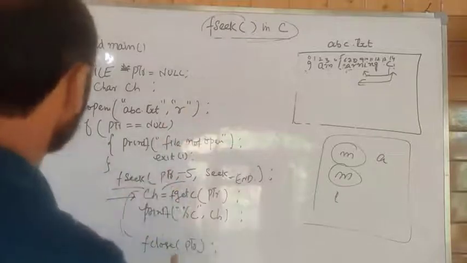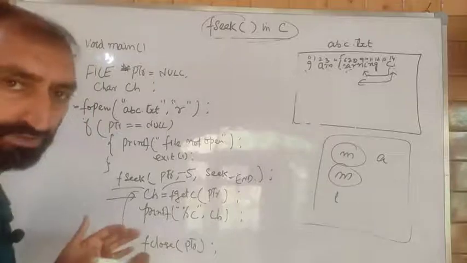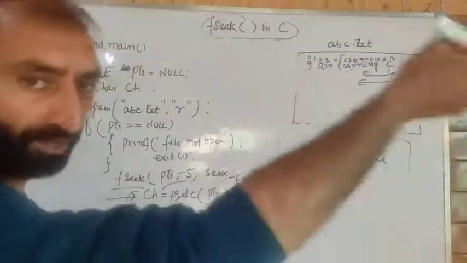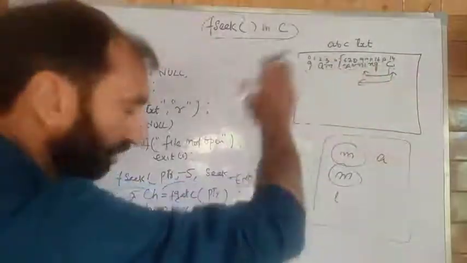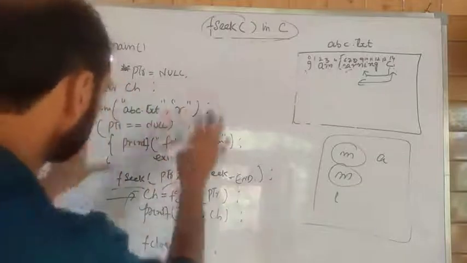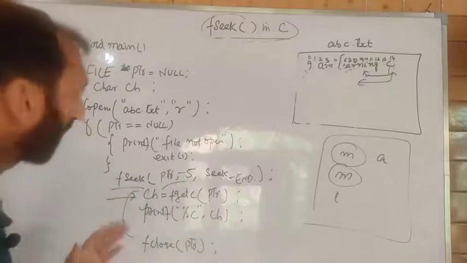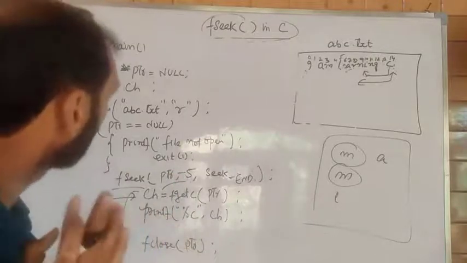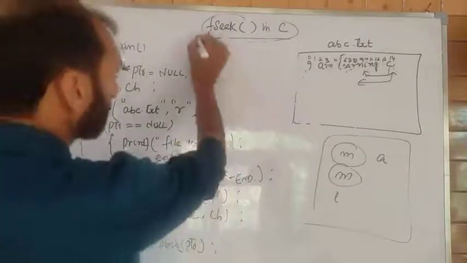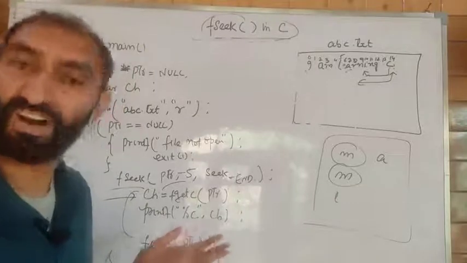I have shown you how we can move the cursor backwards or forwards: from the beginning forward, from the current location backward or forward, and from the end backward. All of that has been discussed thoroughly with the help of this program. So now I hope you have understood what the fseek function does and how we can use it in files.